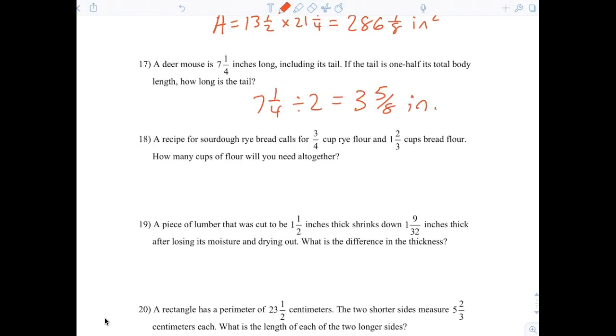I don't know what the answer is. I don't want you to tell me what the answer is. I want you to tell me what I have to do. So you just have to, how many cups of flour do you want? That's all you have to do, is add them. So on your paper, you're writing 3/4 plus 1 2/3, and I'm waiting.